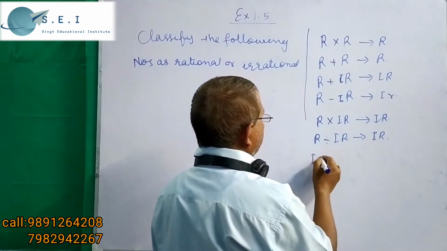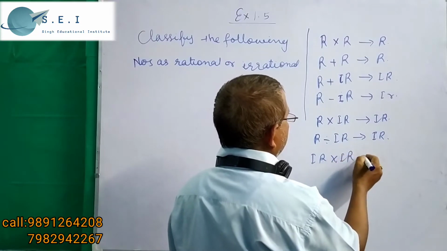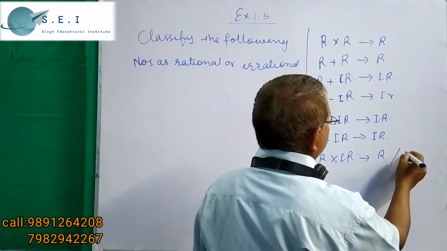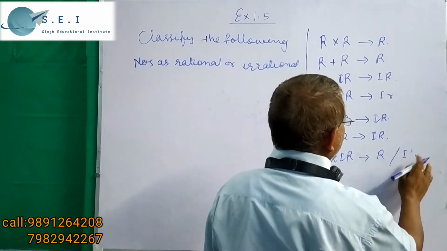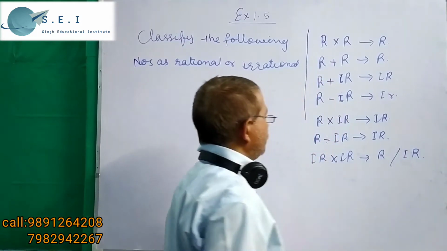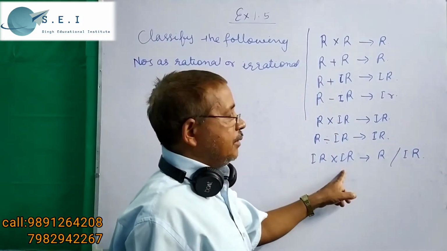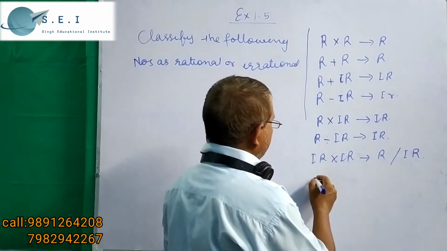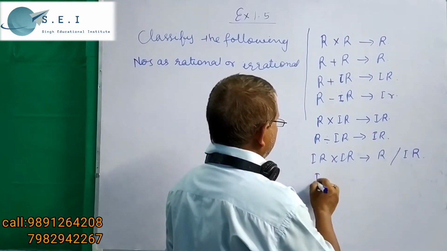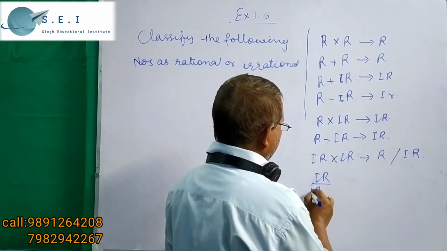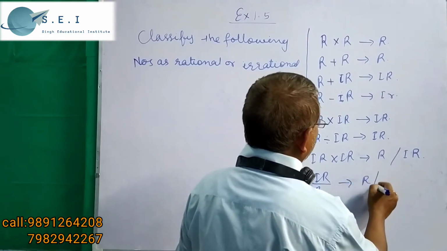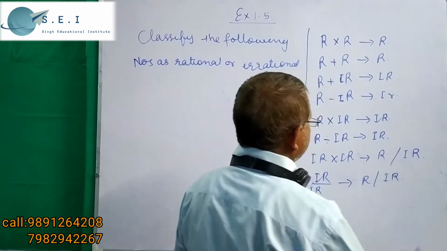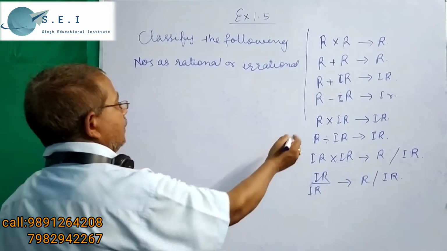Similarly, irrational multiplied by irrational is either rational or irrational. Here both are possible, rational or irrational, when irrational numbers are multiplied. Similarly, irrational divided by irrational may be rational or irrational. So this can be determined by us, whether the given number is rational or irrational.